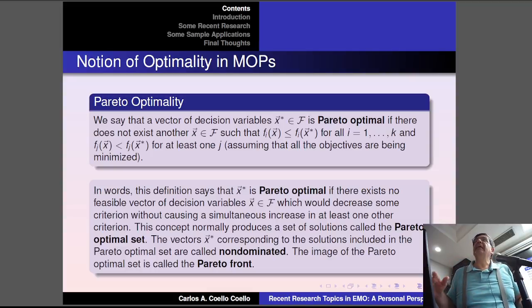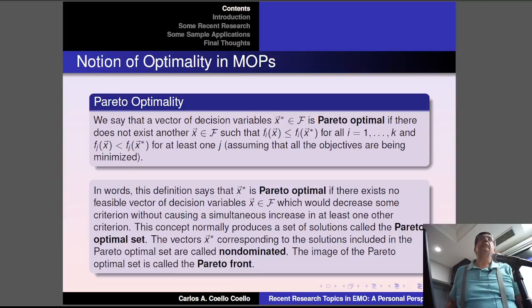If we take all these compromise solutions in decision variable space, this is called the Pareto optimal set. Solutions contained in this set are normally called non-dominated. And the image of this set, the objective function values that correspond to the Pareto optimal set, is called the Pareto front. So these are standard terms we use in this area.